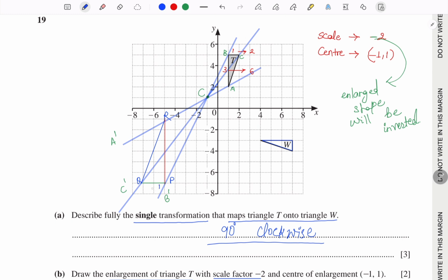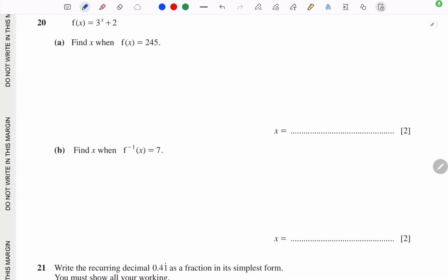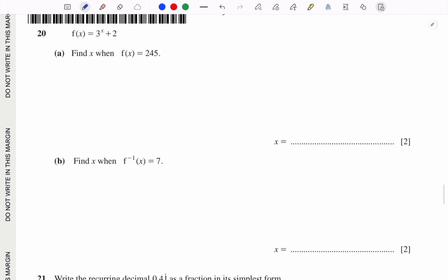You can also check the lengths of the sides here. This is 1 plus 1, 2 units. And here if you can see 1, 2, 3, 4, 5, 6. That is exactly double of 3. So this is very accurate and this will be our answer for this question. Let's solve the next question.